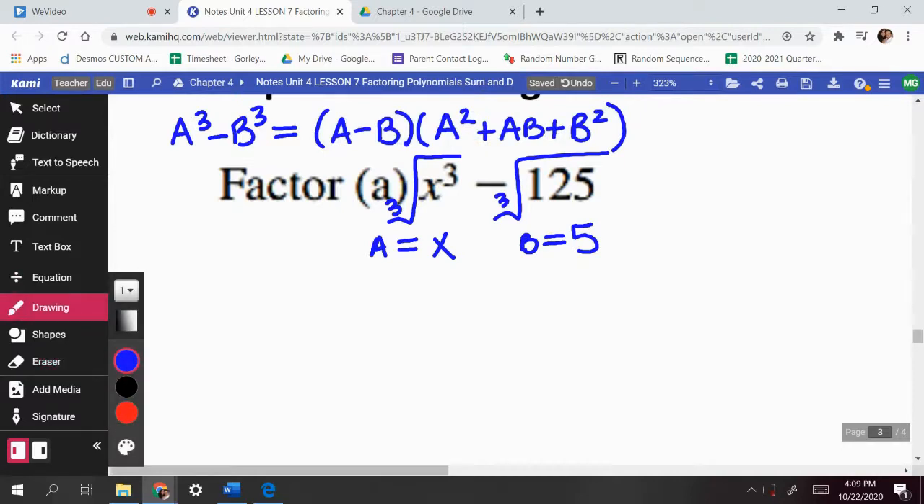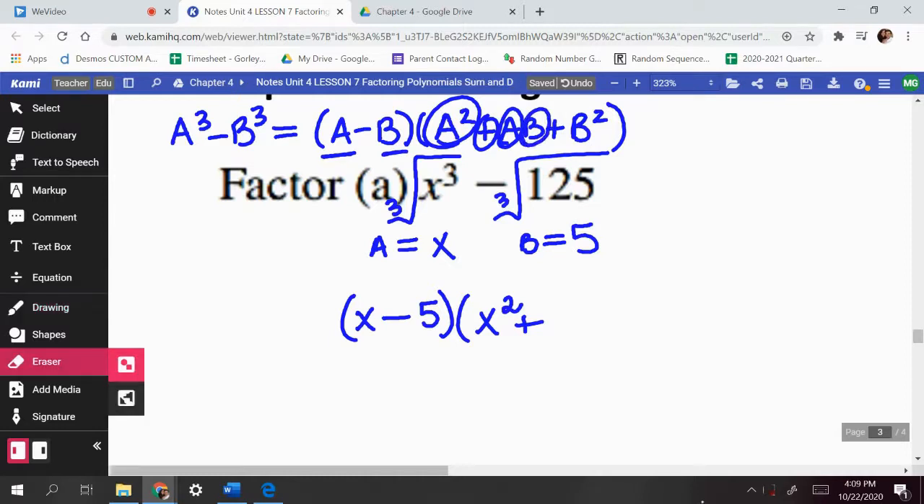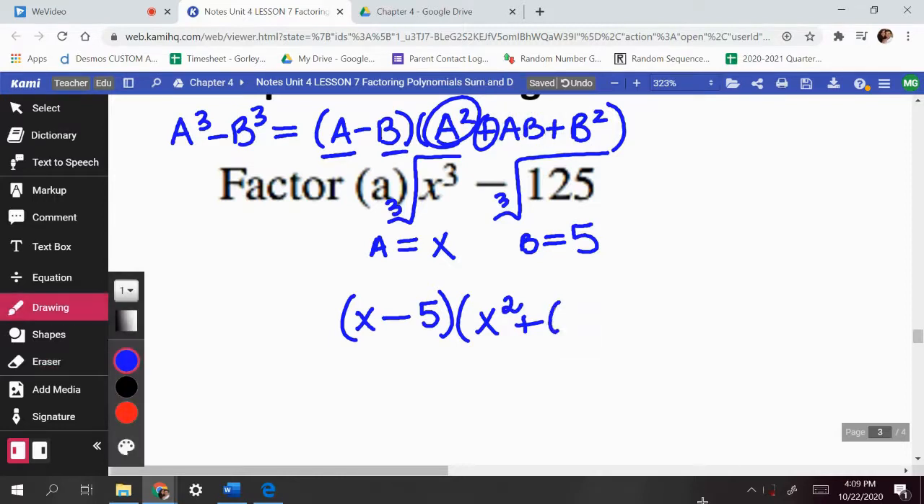Let's start by plugging in something for a. We're going to get x if we plug that in, minus, which I put a minus sign already, b. What's b? B was 5. Okay, now I have a squared, so I'm going to put x squared plus ab. We're going to multiply a and b together. So I have a was x and b was 5, and then plus b squared. B was 5, and I'm going to square it.